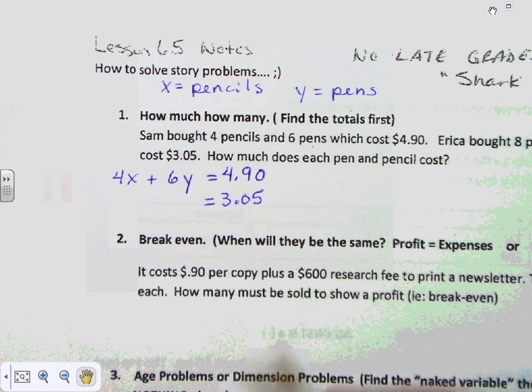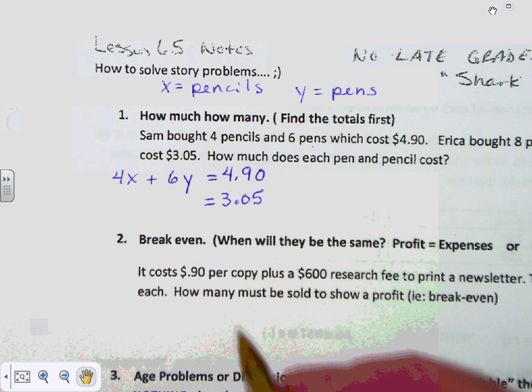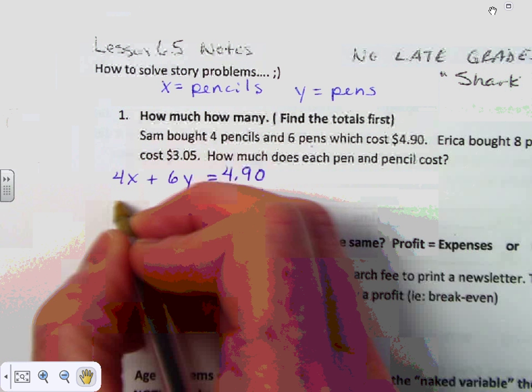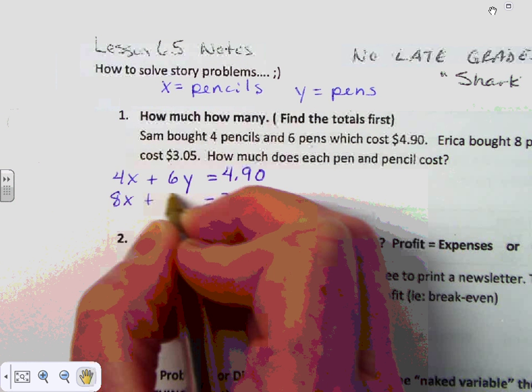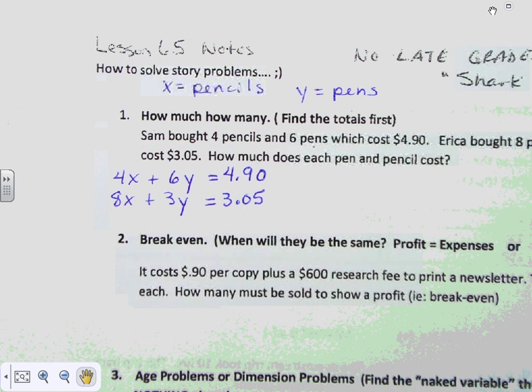How about Erica? What's she going to have? She's going to have 8x. Perfect. So 8 x's and 3 y's. Is everybody okay so far? Yes, ma'am. Talk to me.